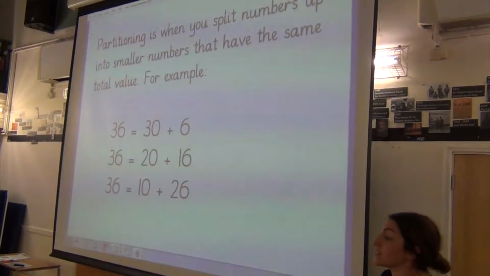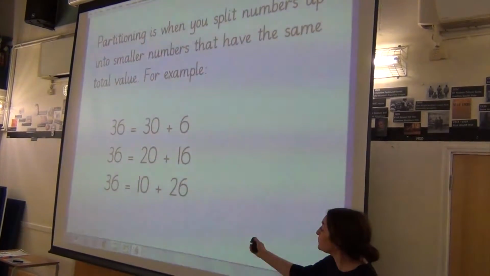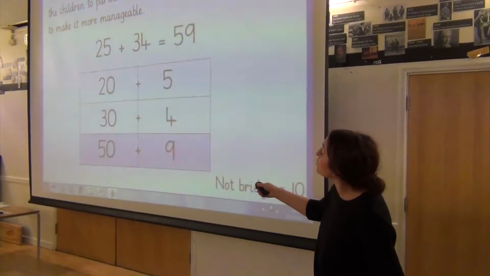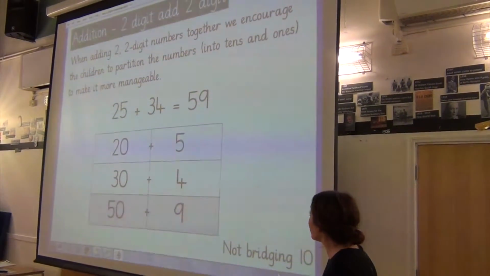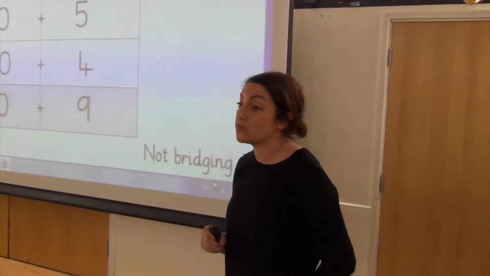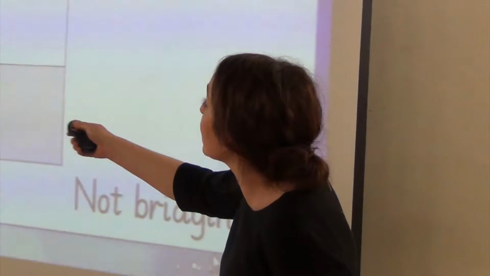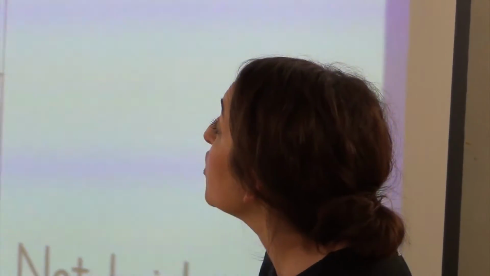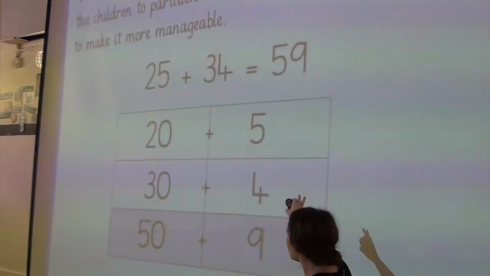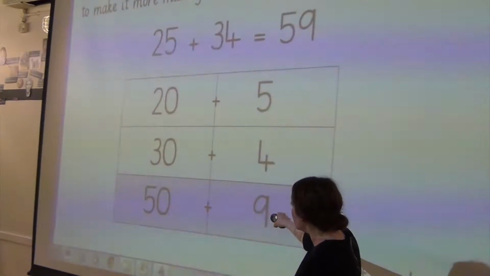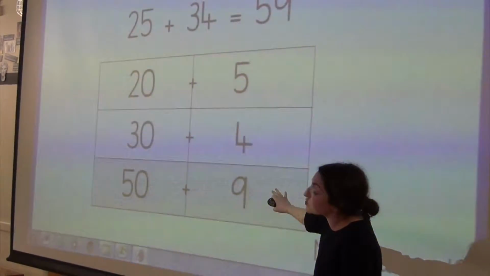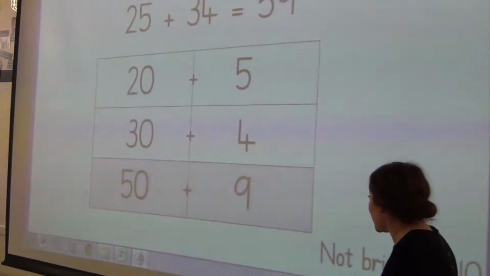So for example, it might be 36 equals 30 add 6, or it could be 20 add 16, or 10 add 26. But when we're asking them to add a 2-digit number and a 2-digit number together, we just want them in year 2 to partition them into tens and ones to make it more manageable for them. So if we have a look here at the calculation 25 add 34, we first of all partition 25, and you can see that across the top here we've done 20 add 5, and then 34, 30 add 4, and then we ask them to add together the tens, which equal 50, and then the ones, which equals 9, and then we get them to add them back together again.